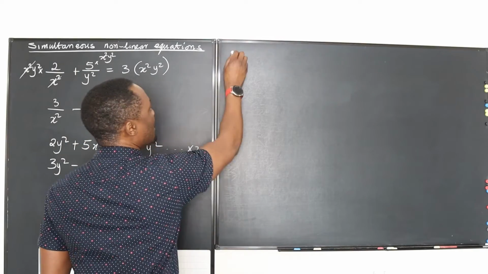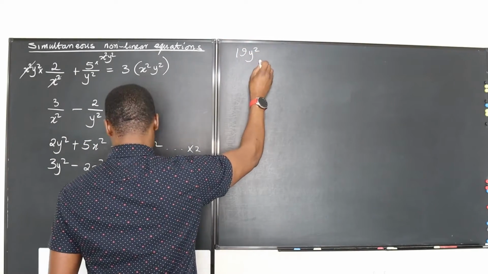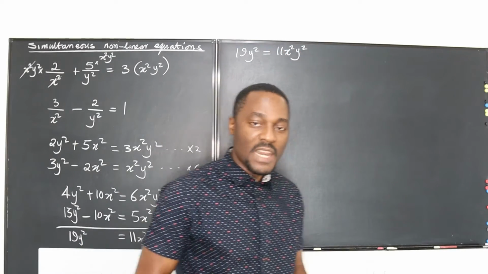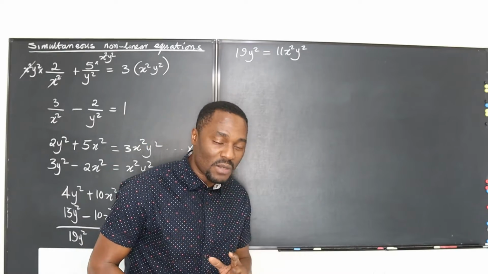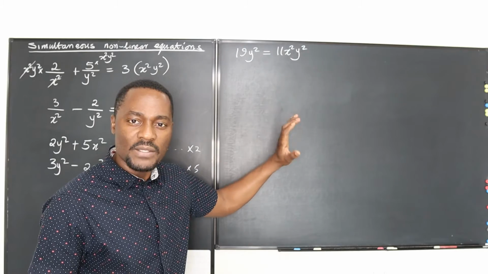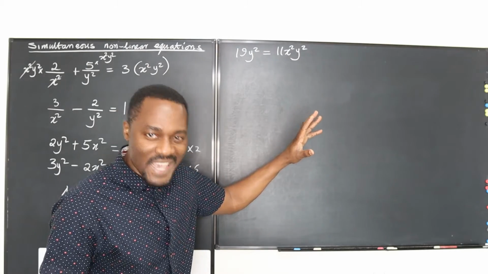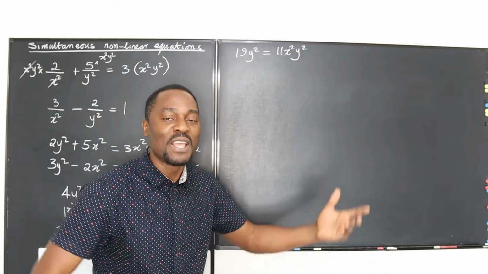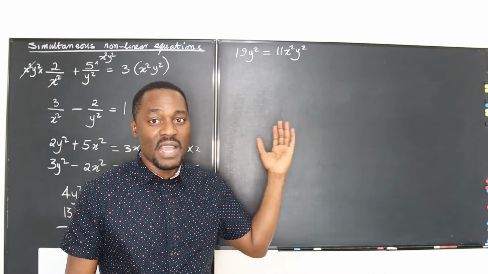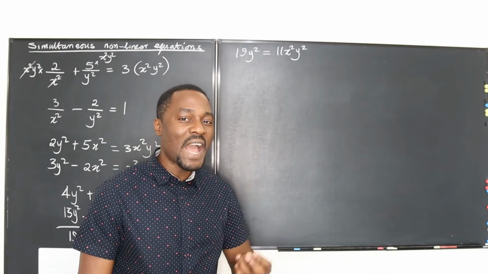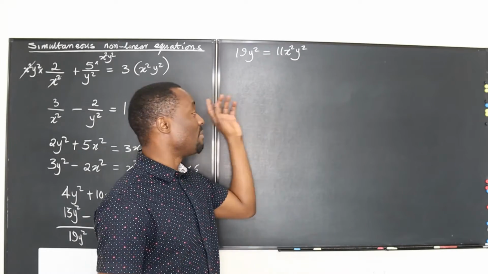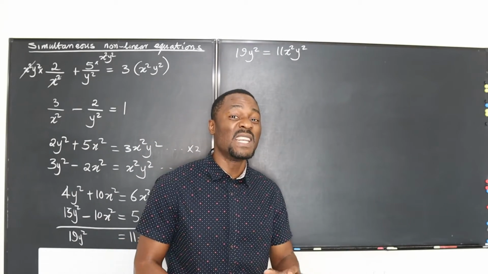Let me write this down here because there's an explanation I need to make. 19y squared equals 11x squared y squared. Now, what some of you might want to do is, oh, I can just divide both sides by y squared. Yes, you can, but you shouldn't sometimes. The reason we don't divide by variables, by y or y squared, is that if y is 0, you can't divide by 0. The only time you can divide is if you're 100% certain that y cannot be 0.